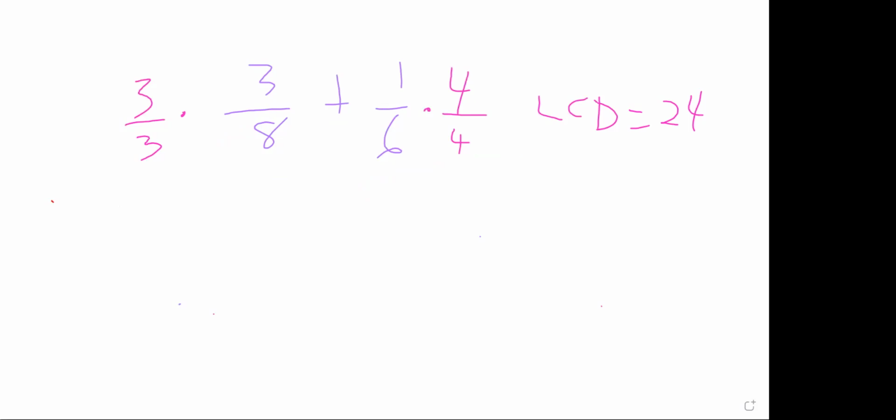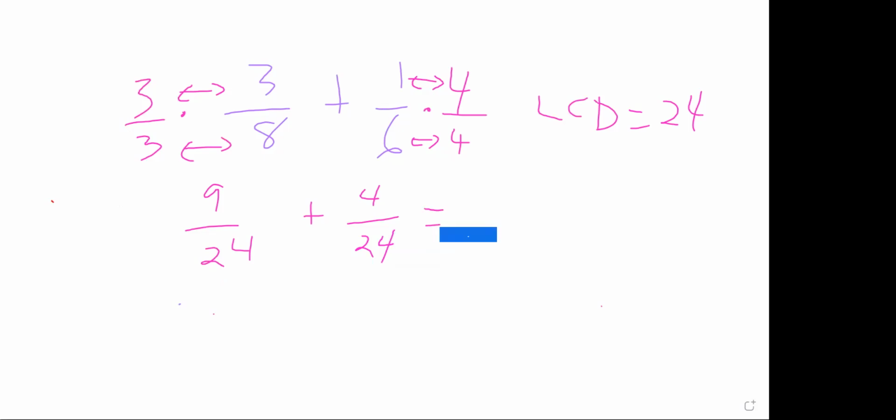So this should give me 3 times 3 on top is 9. 3 times 8 is 24. Plus 1 times 4 is 4. 6 times 4 is 24. So now I've got a common denominator for both fractions, which is 24. So I add the tops. 9 plus 4 is 13 over 24. And that's it.